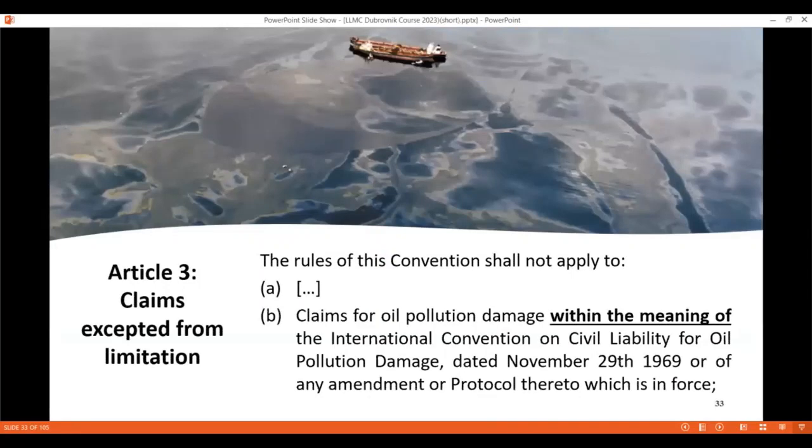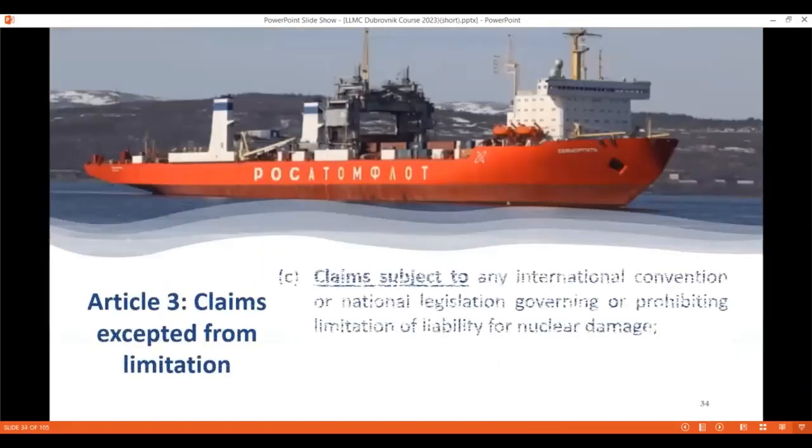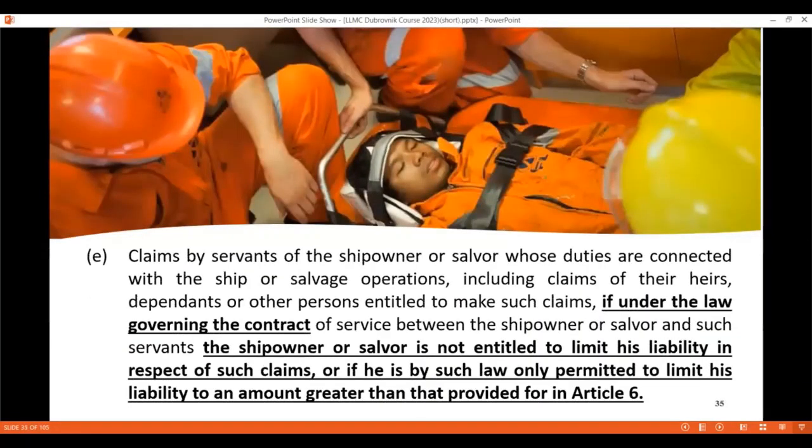We have also claims within the meaning of the CLC, the Civil Liability Convention for Oil Pollution Damage. Technically, when it says within the meaning, you don't have to be a party to the convention. It doesn't have to apply if it falls within the definition. In other words, if it is pollution by persistent oil from a tanker, it will not be subject to LLMC. Then you have nuclear claims. And you have claims also if the law governing the contract prevents limitation of liability.